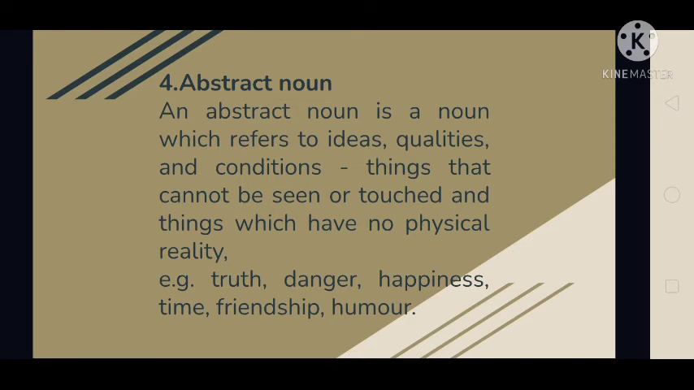Number four, abstract noun. An abstract noun is a noun which refers to ideas, qualities, and conditions, things that cannot be seen or touched, and things which have no physical reality. Like truth. Truth is a name to some idea. Danger also is a name to some idea. Happiness also is a name to some condition. It does not exist physically. Truth also does not exist physically. Danger also does not exist physically. It is an idea, it is a condition, it is a quality.